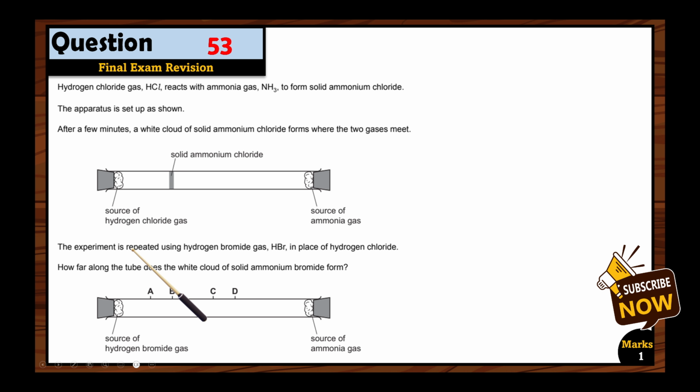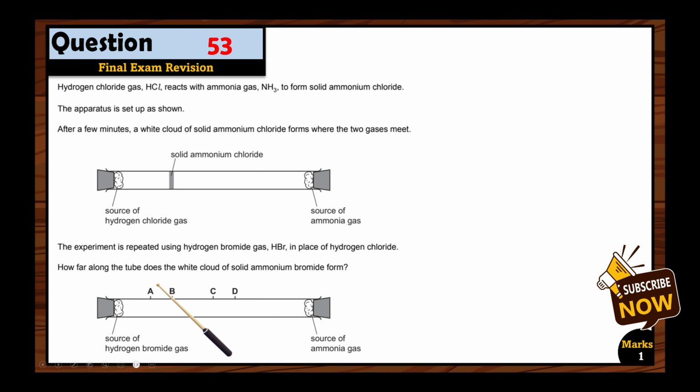Now this experiment is repeated. Ammonia is the same here, but hydrogen chloride is replaced with hydrogen bromide. If you see, bromine comes after chlorine in the periodic table, so the mass of hydrogen bromide is more than HCl. If HCl can come up till here, then HBr maybe cannot even come up till here. It will be slower.